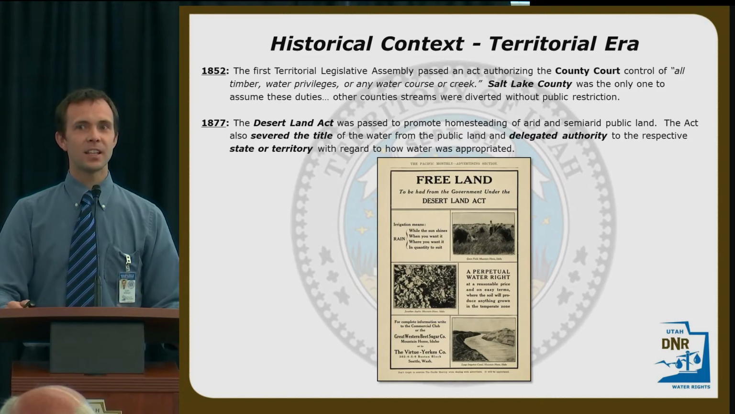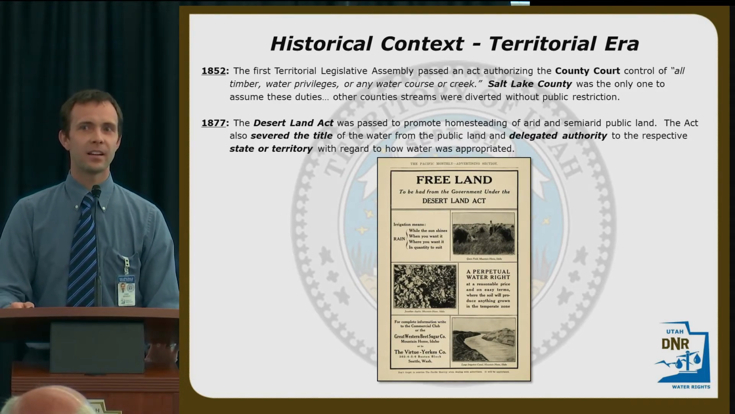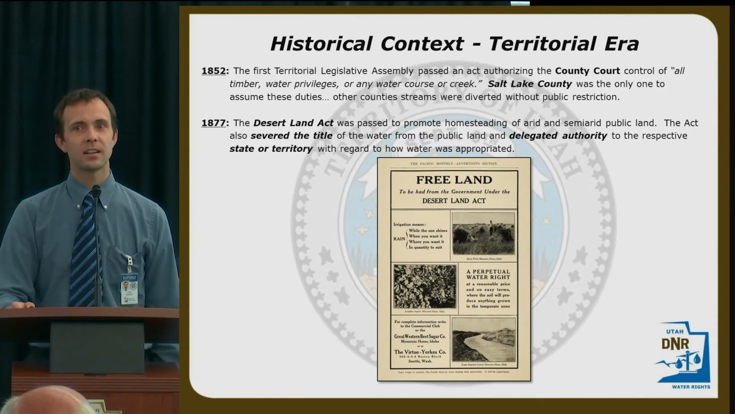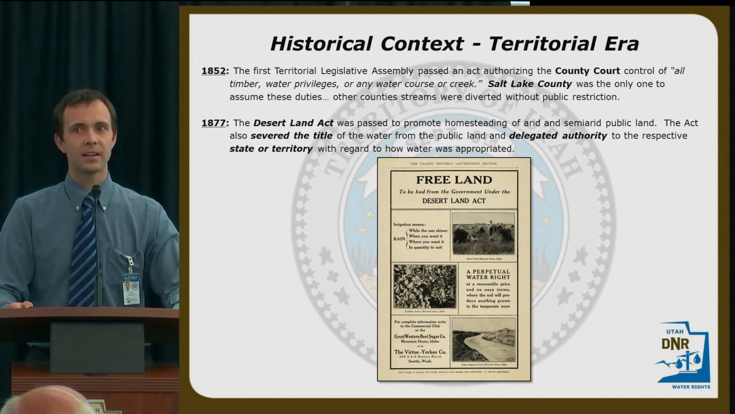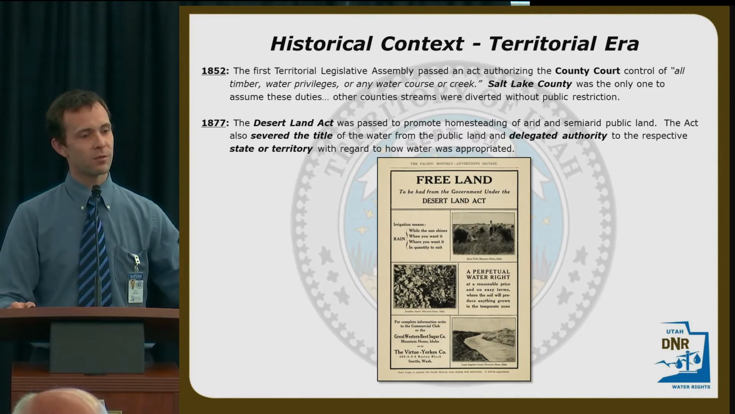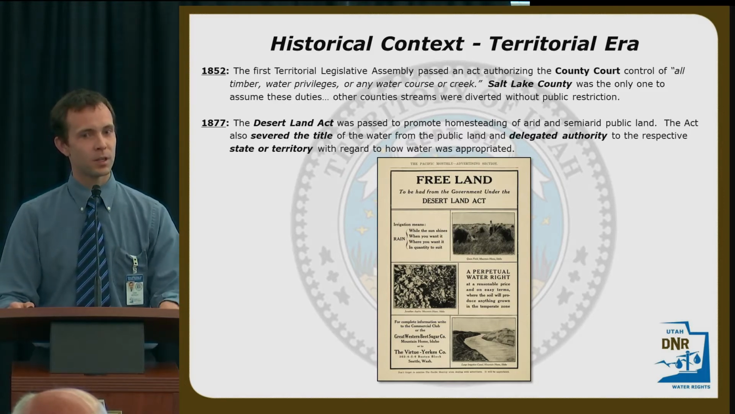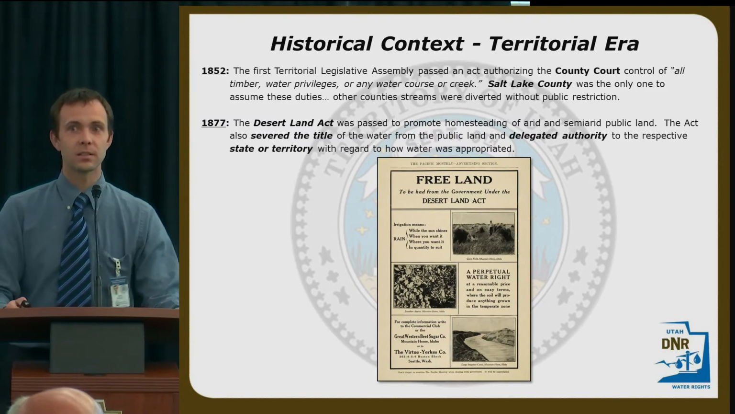In 1877, the Desert Land Act was passed to promote homesteading, and this act severed the title of the water from the public lands and delegated authority to the states to administer water rights. So the federal government removed itself from water rights administration and said water rights would be under the purview of the states.